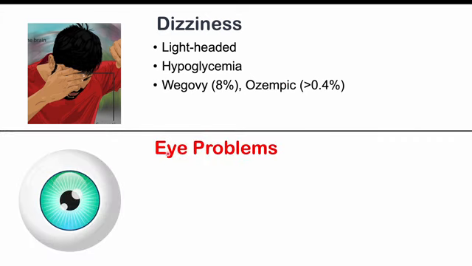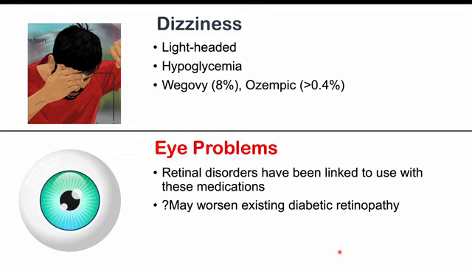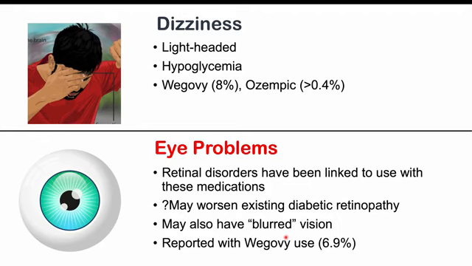And then the last thing I want to talk about is eye problems that have been reported. So retinal disorders have been linked to use with these medications. There is still some question as to the actual association between use of these medications and eye problems. Now, there have been some reported cases that these medications may worsen existing diabetic retinopathy. So if you already have diabetic retinopathy and you're started on one of these medications, it may actually worsen your diabetic retinopathy. And then some patients have also reported blurred vision. And these eye problems have only been reported with Wegovy use, and the rate that has been reported is 6.9%.